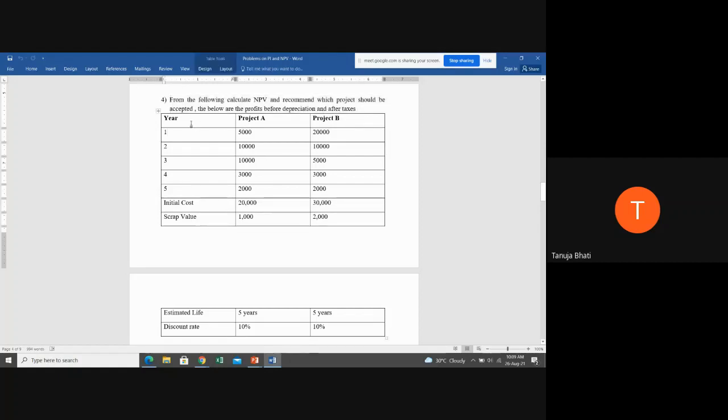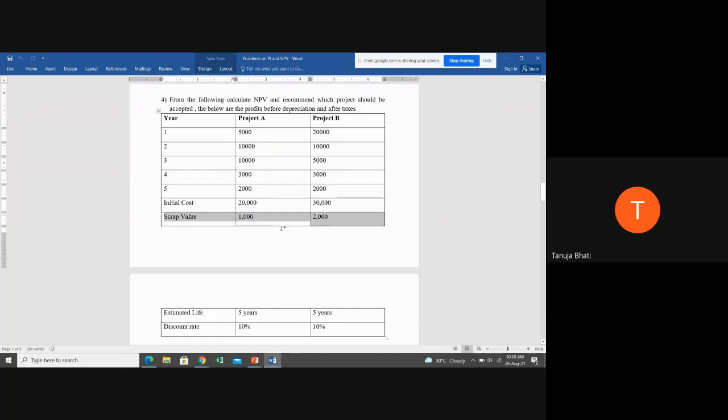Let us see project A and project B. For the first 5 years, they have given you the project inflows, that is 5,000, 10,000, 10,000, 3,000, 2,000 respectively. For B also they have given you. Initial cost: when I say initial cost, this is nothing but your cash outflow, your expenditure. That is 20,000 and 30,000 for project A and B respectively. Now this is scrap value. Scrap value is 1,000 and 2,000.